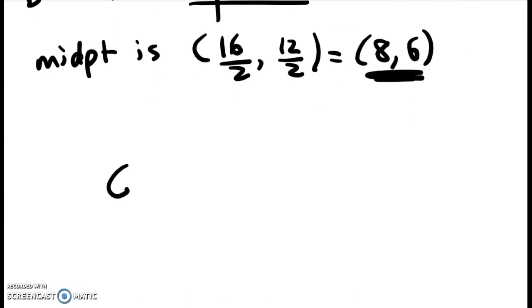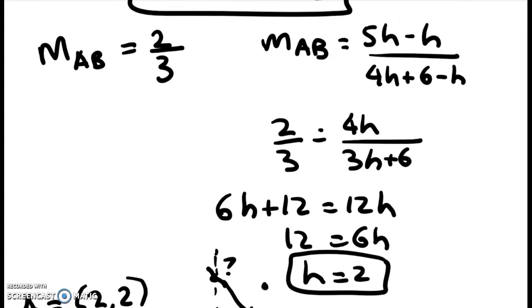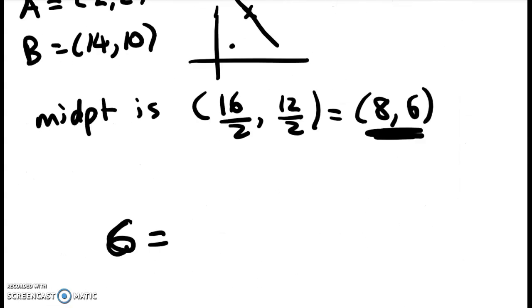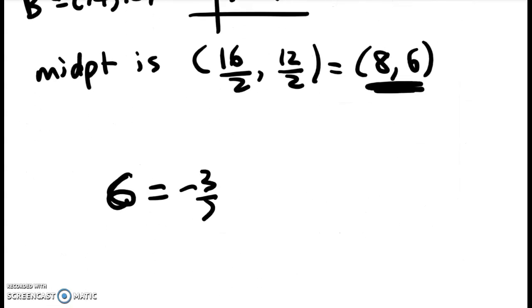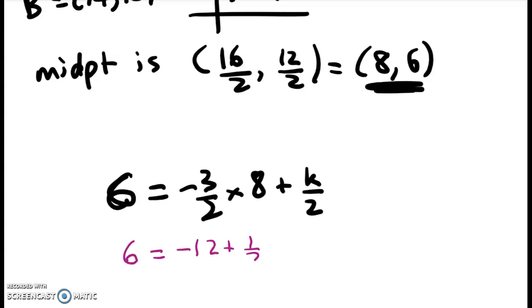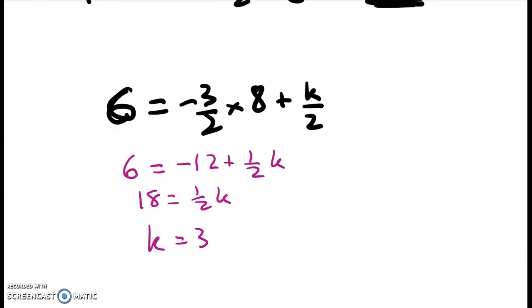So 6 is equal to, what was it? I've lost it. Where's it gone? 6 is equal to negative 3 over 2 times 8 plus k over 2. 6 is equal to negative 12 plus a half k. 18 is equal to a half k. So k is equal to 36.